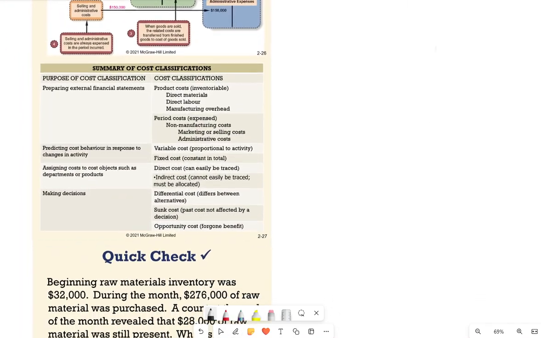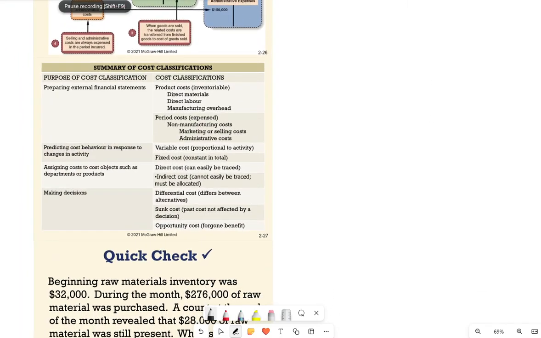Now this is a summary of the classification. It is very important to know when you prepare a financial statement for the external users. We will have a product cost and we will have a period cost. Product cost is your direct material, direct labor, and manufacturing overhead. Period cost is your non-manufacturing. Anything that is non-manufacturing, for example marketing, selling, and administrative cost, is your period cost.